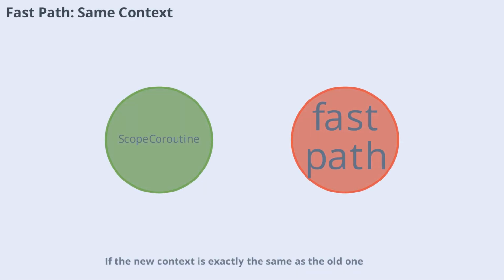If the new context is exactly the same as the old one, withContext takes the fast path. It creates a scope coroutine and executes the block without dispatching to a different thread or thread pool. This minimizes overhead and ensures the block runs efficiently in the current context. It's used when no context switch is necessary, making the operation quick and seamless.